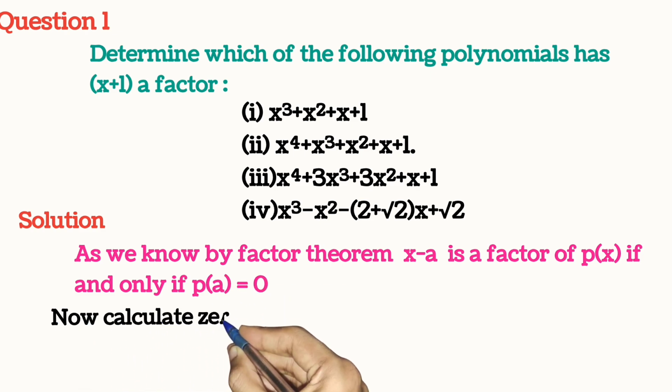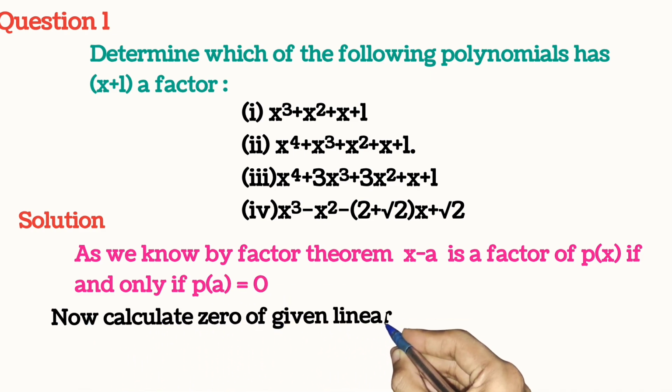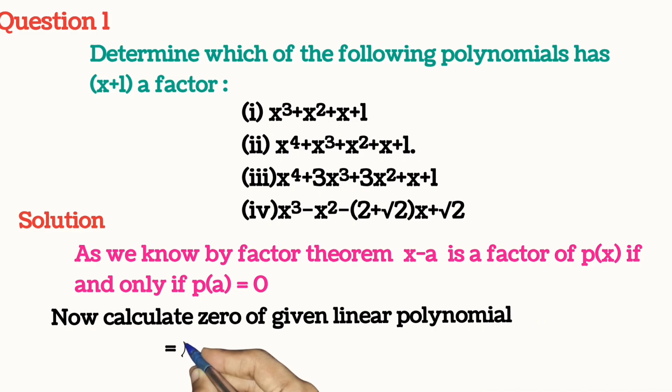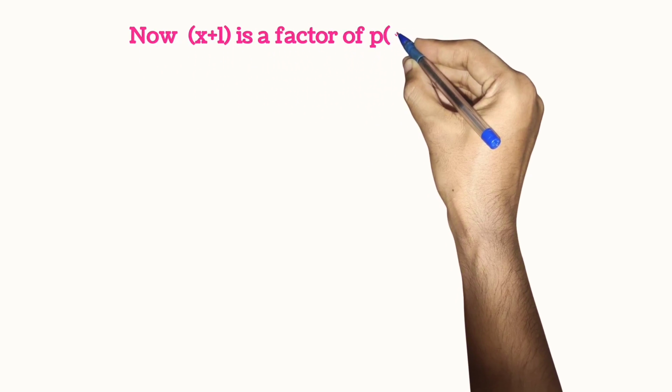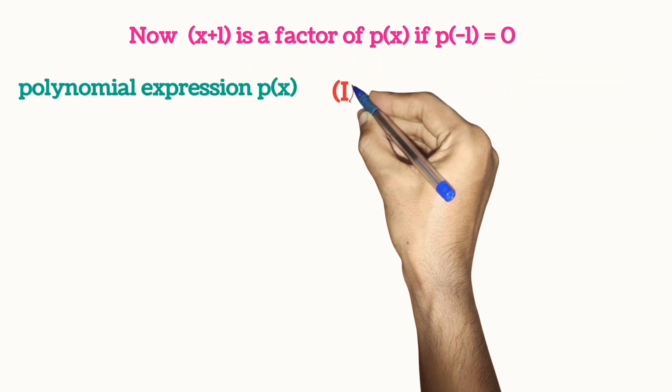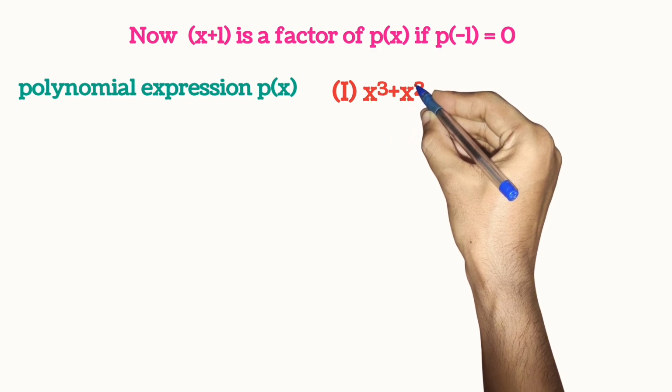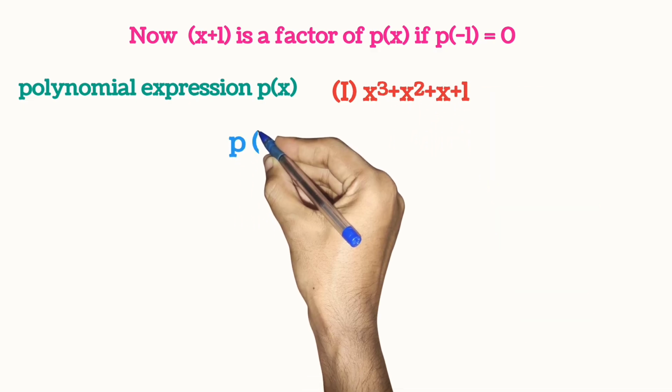Now calculate the zero of the given linear polynomial by putting x plus 1 equal to 0, then x equal to minus 1. Now x plus 1 is a factor of p(x) if p(minus 1) equal to 0. For this, the first polynomial is x cube plus x square plus x plus 1.